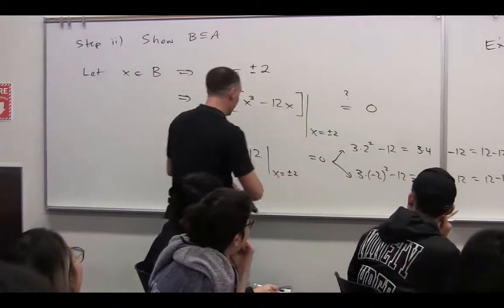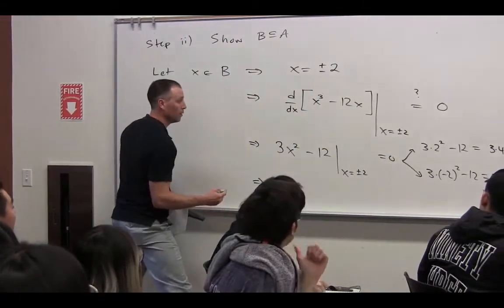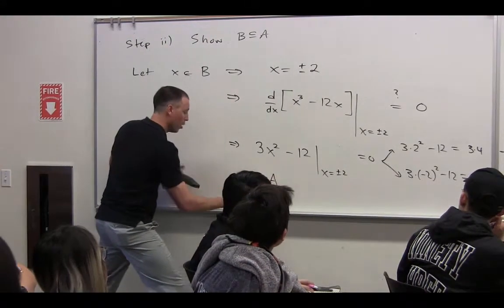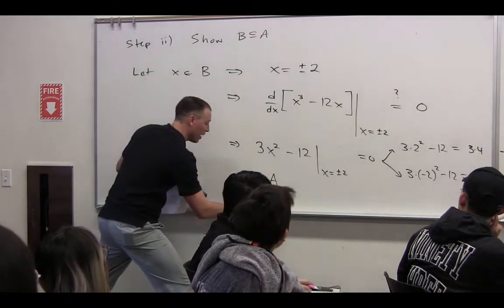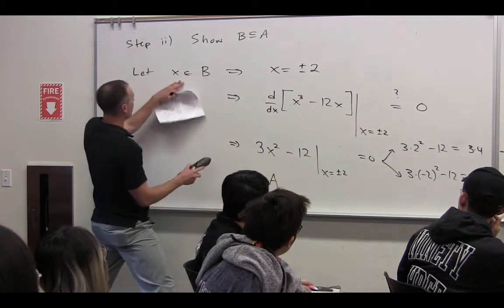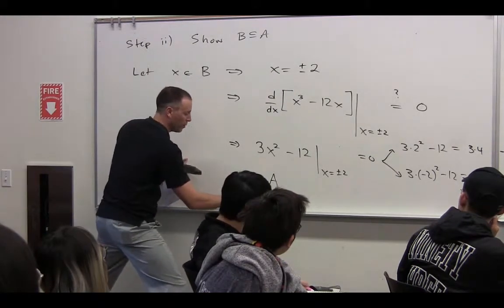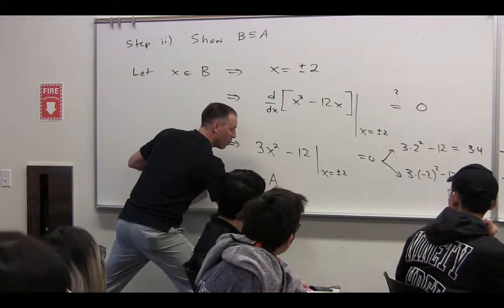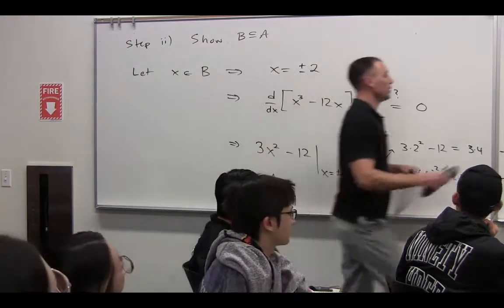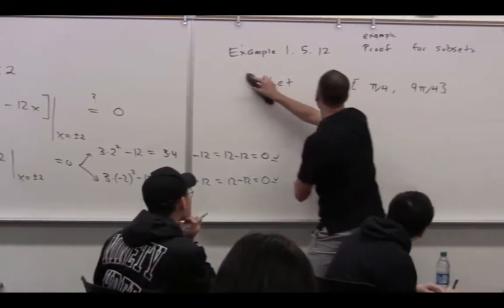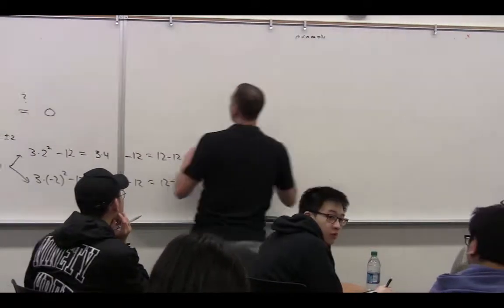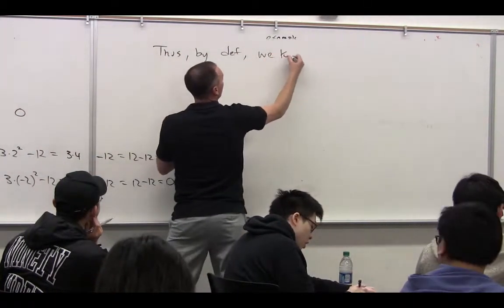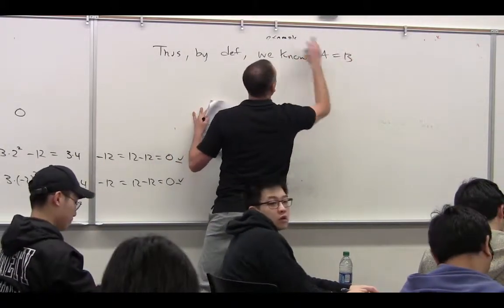All right, so now what do we know immediately? That x must be an element of A, which implies that B, we've just started with an arbitrary element of B. We've concluded that it's now an element of A. What does that mean immediately? B is a subset of A. Okay, now we got the other half of that proof. And then just to smash a fly with a sledgehammer, we say to ourselves, thus, by definition, we know what? A equals B.